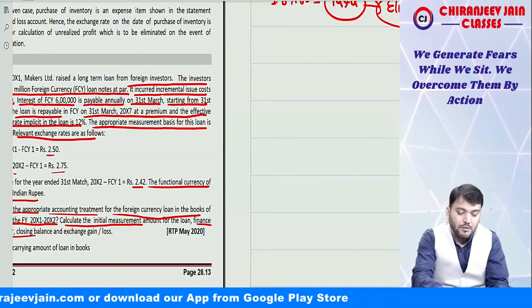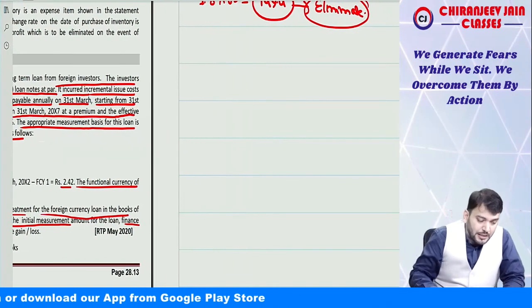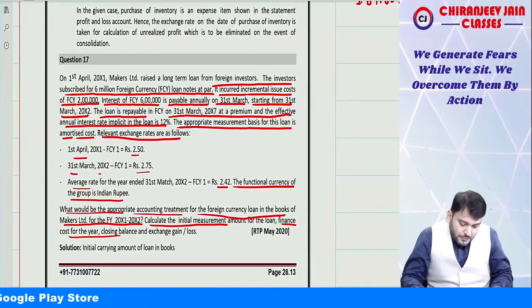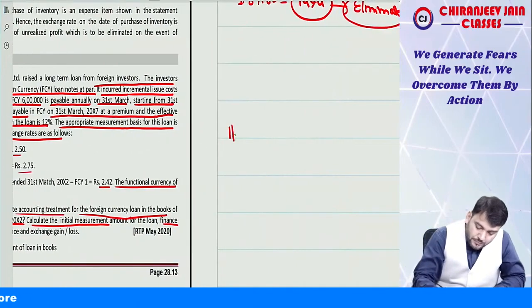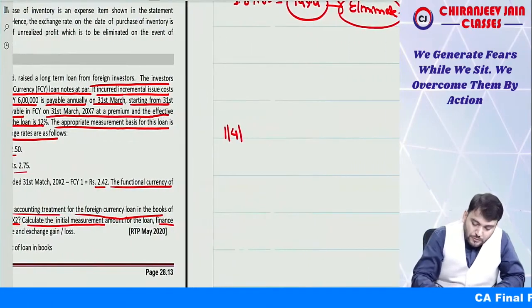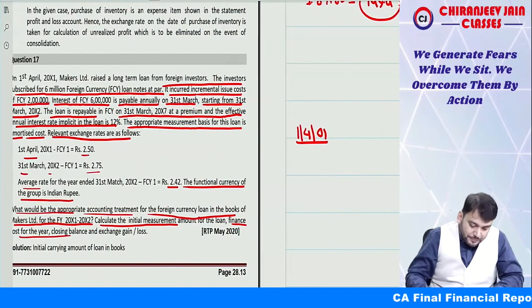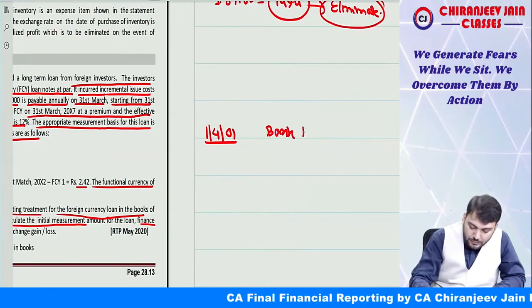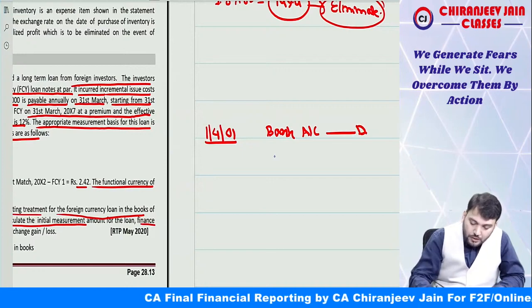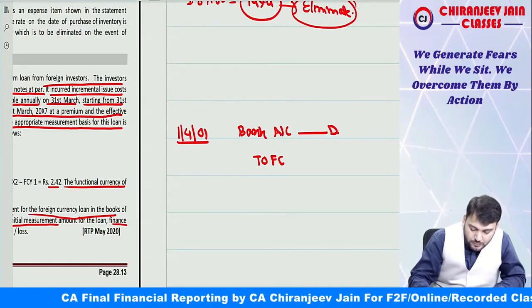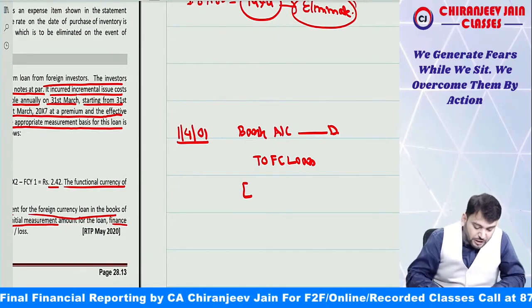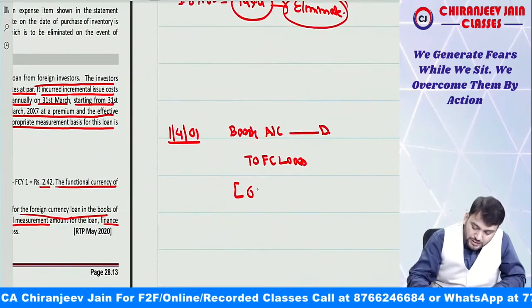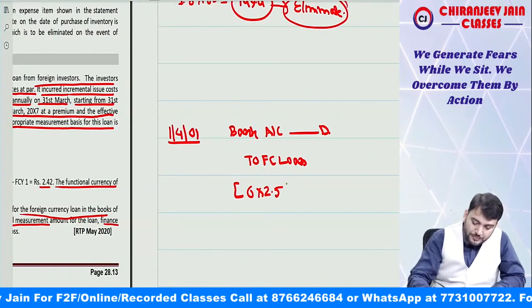Very good question. Now, just try to understand. What will be my journal entry on 1st April 2001? Bank account debit to foreign currency loan, which is equal to 6 million into 2.5.